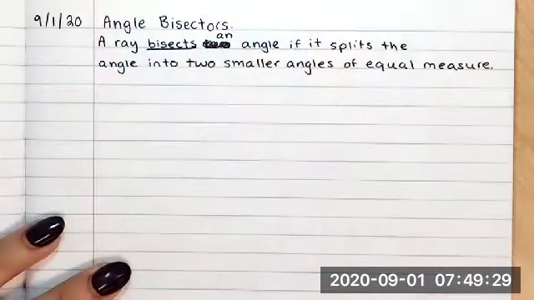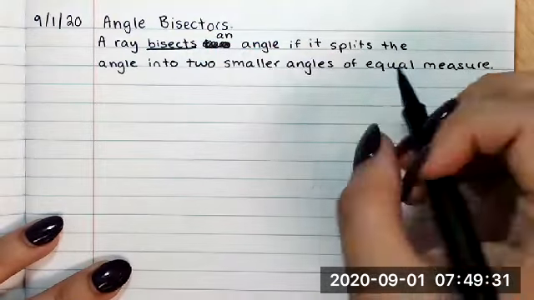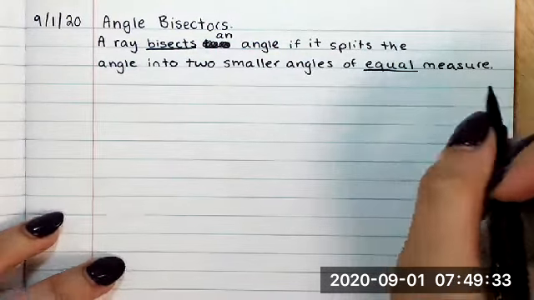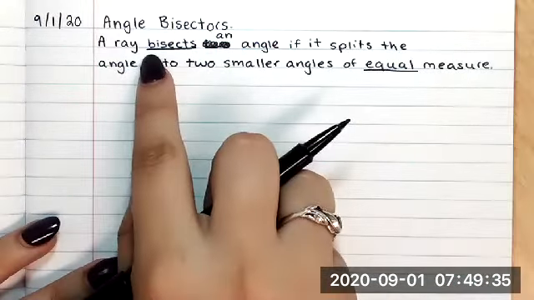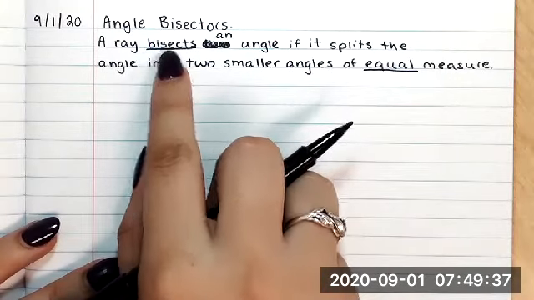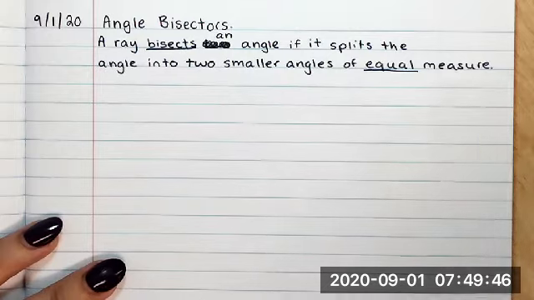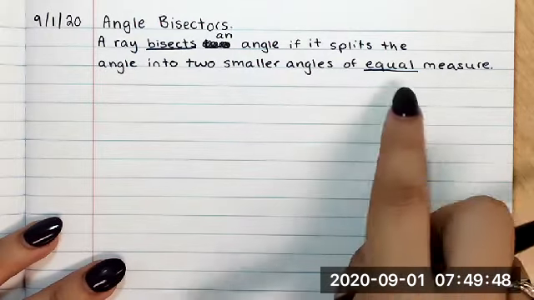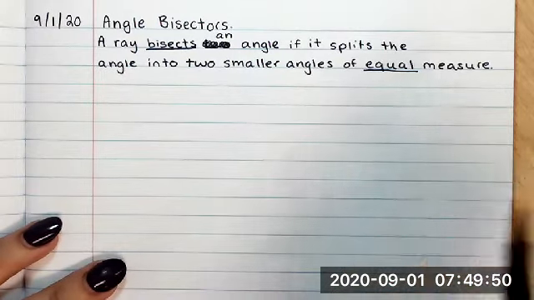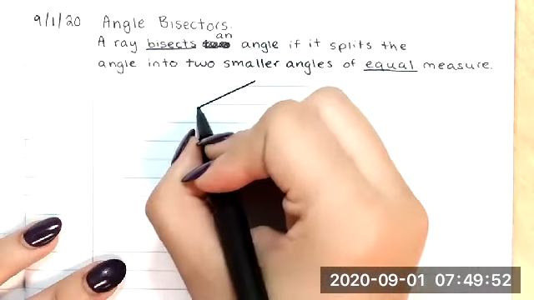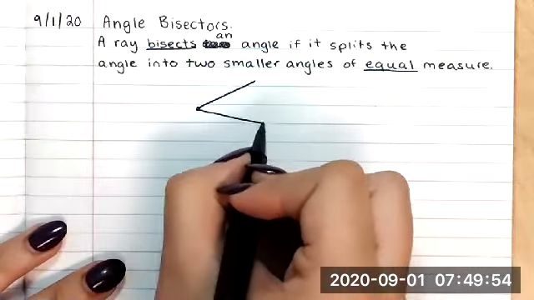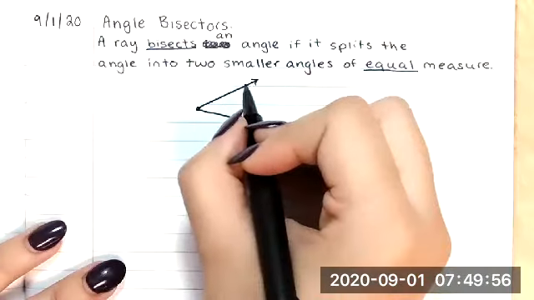So bisects is an important word for today. And breaking the word down, bi means two and sect means split. So split in two. And it's not just split into two, but split into two equal parts. So two angles of equal measure. And everything is better with a picture to explain it.